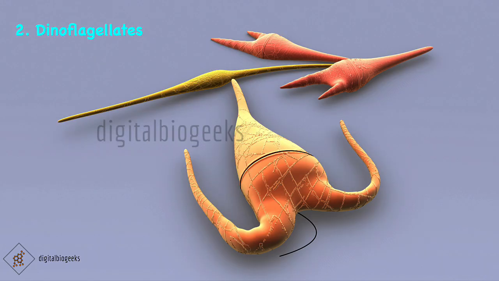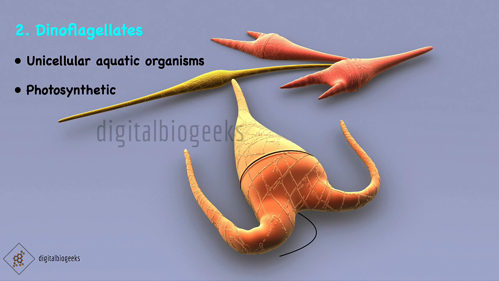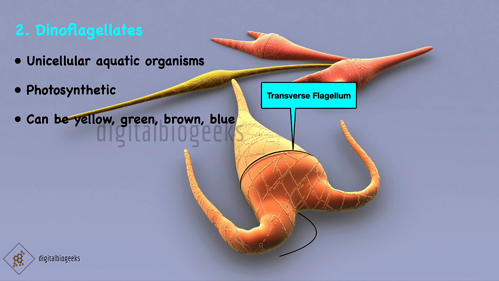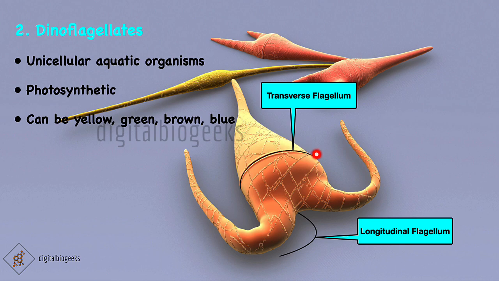Dinoflagellates. They are unicellular aquatic organisms and are photosynthetic. They can be yellow, green, brown or blue depending upon the pigments present in the cells. They have 2 dissimilar flagella, a transverse flagellum and a longitudinal flagellum. The transverse flagellum runs in a furrow between the cell wall plates. Their cell wall has thick cellulose plates.